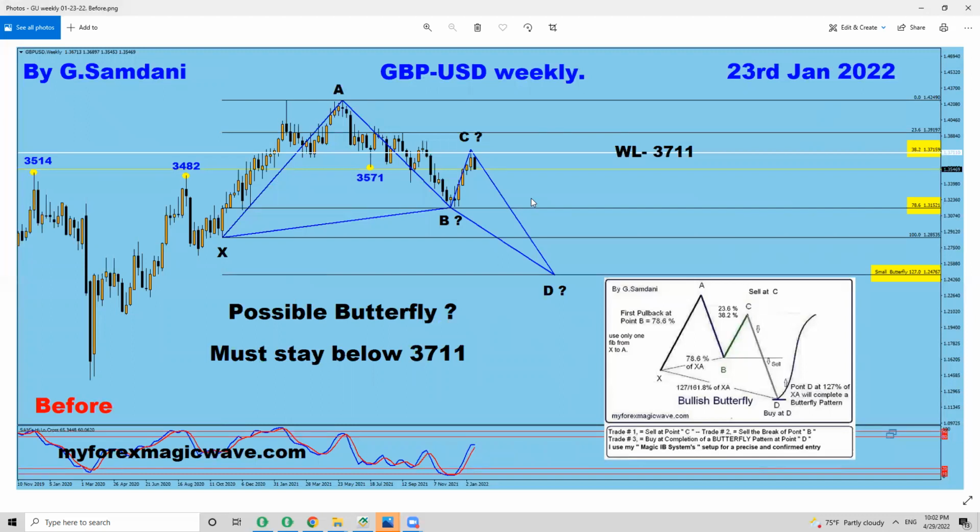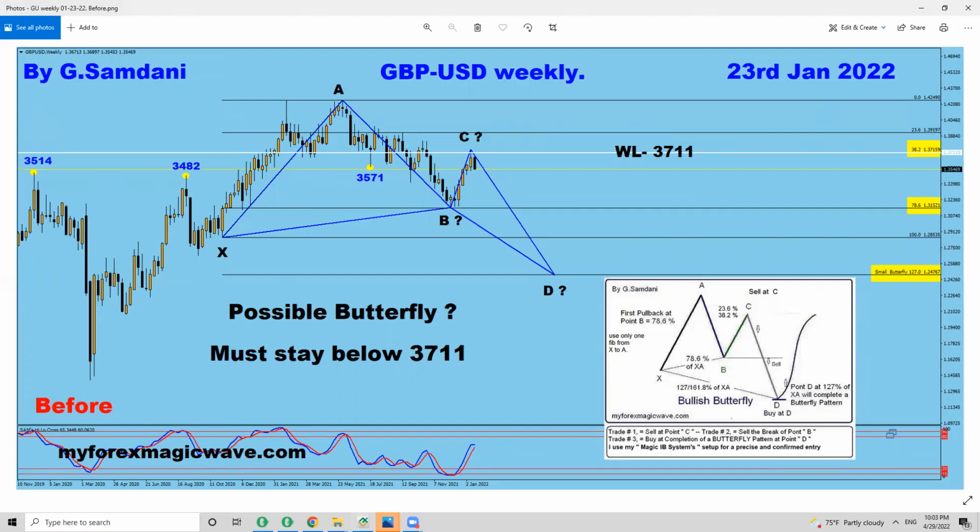I can count the Elliott wave and support resistance, trend line, channel, everything works if you know what to do. So according to this, I said, okay, if we stay below this, must stay below 37.11, then it should be coming down here for a small butterfly, and the bigger butterfly ends up at 161.8%. So this is 127, small butterfly. That was my initial target, based on this.